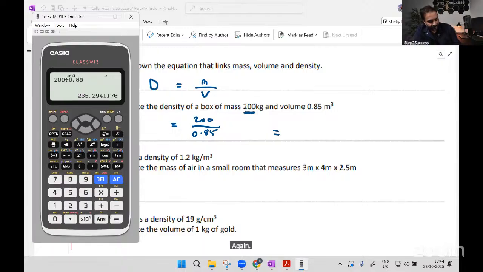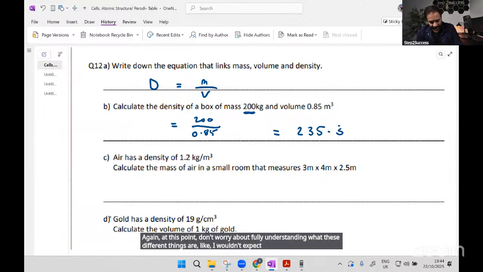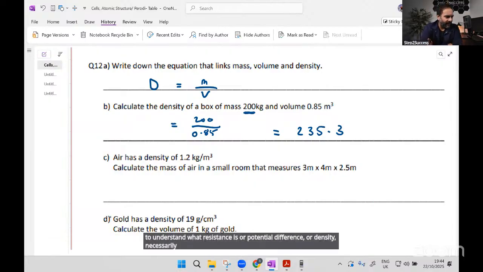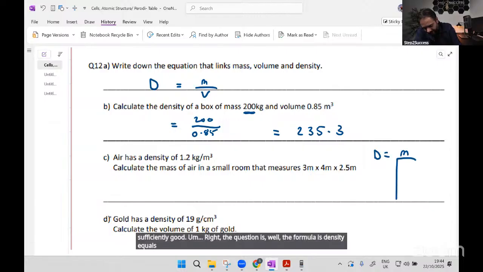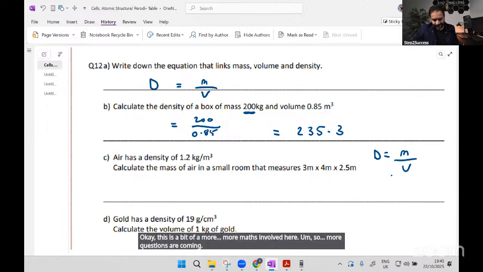Again, at this point, don't worry about fully understanding what these different things are. I wouldn't expect everybody, certainly in year seven, to understand what resistance is or potential difference or density necessarily, but you will get there. At the moment, it is just showing you that these questions are not that difficult to get right as long as your maths is sufficiently good. The formula is density equals mass divided by volume. There is a bit more maths involved here, so more questions are coming. What if you're bad at maths, though? Well, that's why we're here, to help improve everything at once.